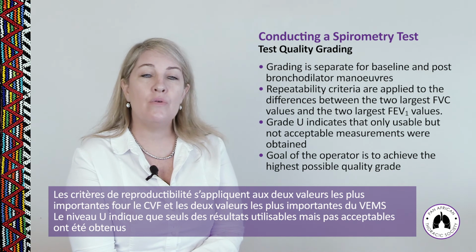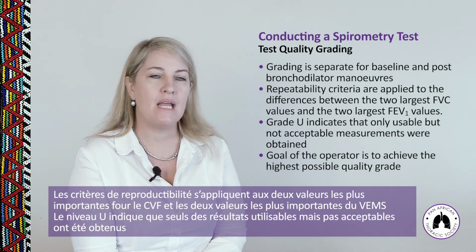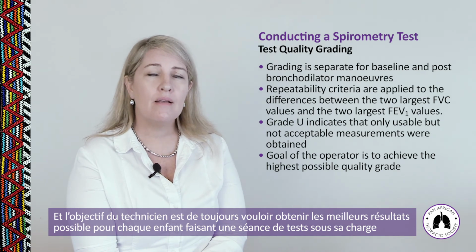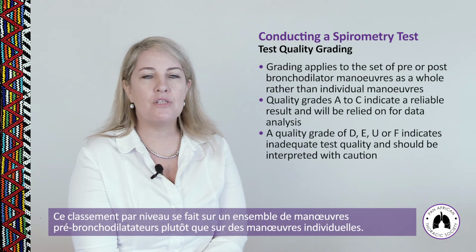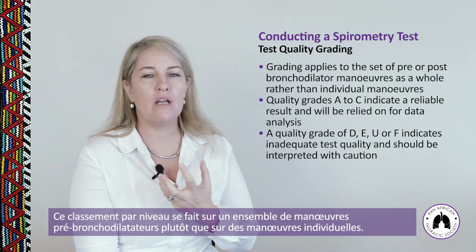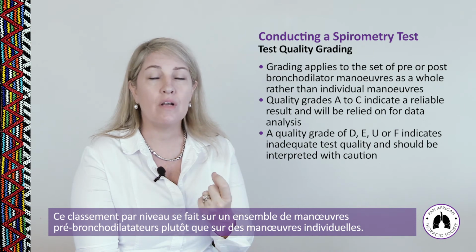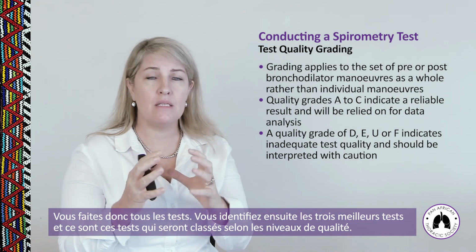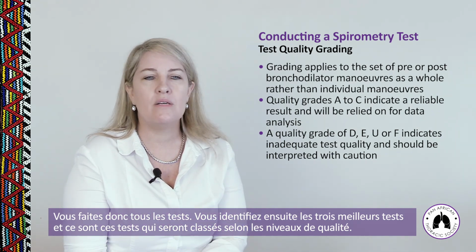A grade U indicates that only usable but not acceptable measurements were obtained. The goal of the technician is to always try to achieve the best possible quality grade when testing the child. The grading applies to the set of pre-bronchodilator maneuvers as a whole rather than the individual maneuver. So you do all your blows, you get your 3 best tests, and those are the ones that are graded when it comes to test quality grading.